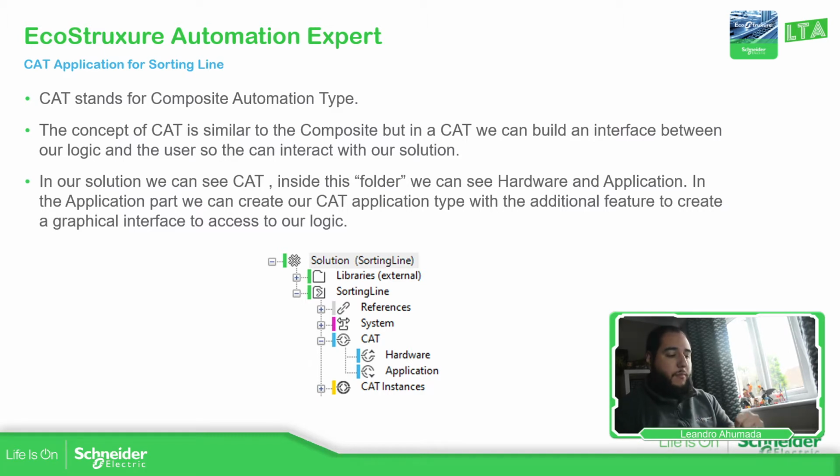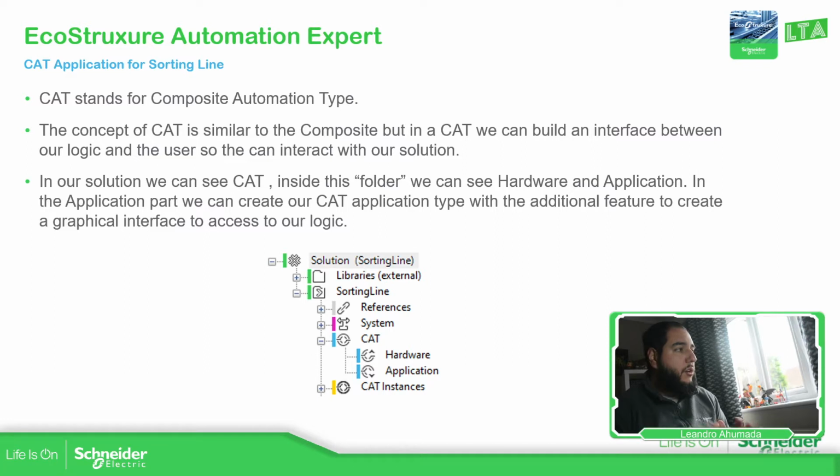So we have the basic function blocks, and then we have the composite function blocks, and then if we want to integrate a small HMI part, which we're going to see later, we can use this CAT. And we have different types of CATs: CAT for hardware and CAT for application.